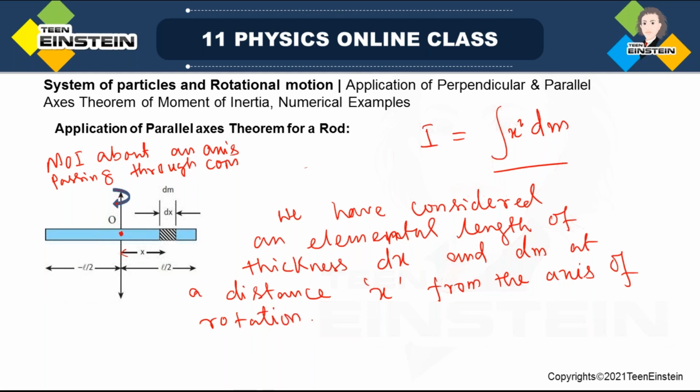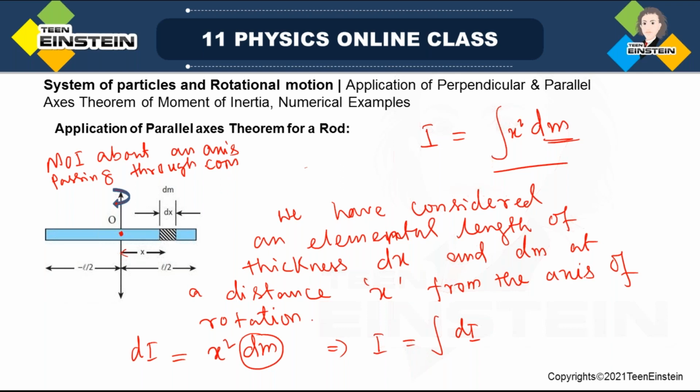Now what I have to do is find out what dm is. The moment of inertia of this particular element will be dI is equal to x square dm. This is for this particular element only. If you want the total moment of inertia of this rod about this axis passing through the center of mass, you have to do the integration of dI with proper limits. Before that, let me find out what dm is.